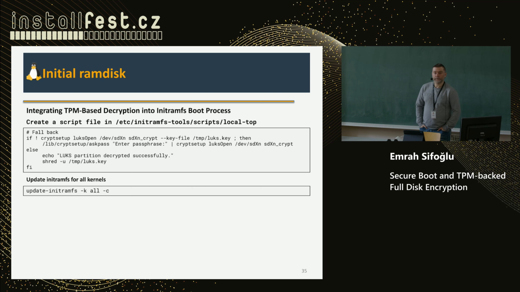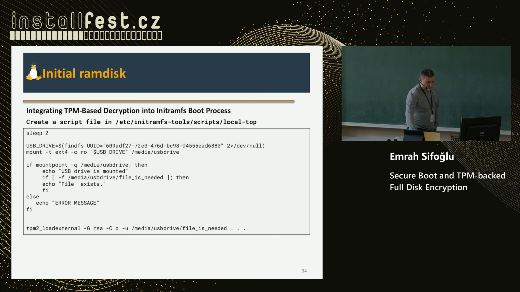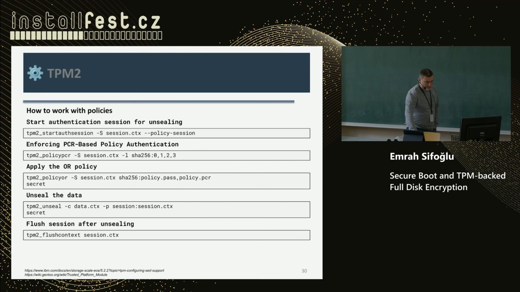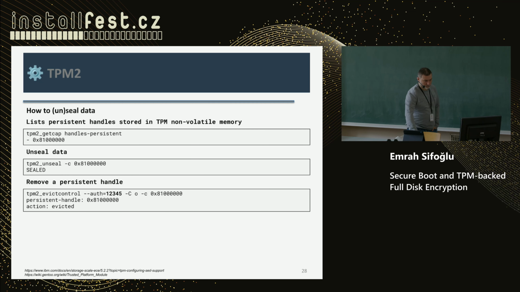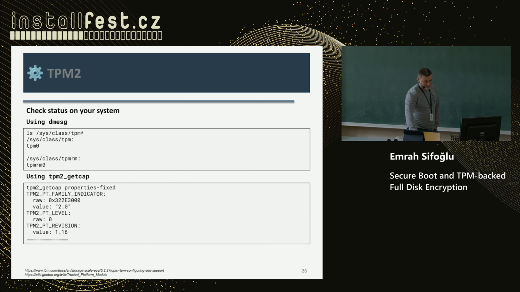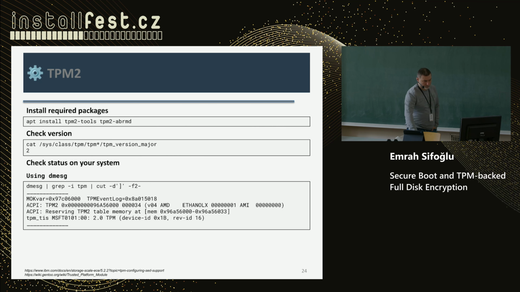Question? For the questions, let me go with the microphone. Radek Zajíc: Thank you for the presentation. I have a question regarding the sealing part. Do you somehow pre-compute the hashes that you seal against? In this case, that would probably be the GRUB part, because if you don't do that, an attacker could perhaps replace the binary with their own. Or how do you seal the data? What do you seal it against?